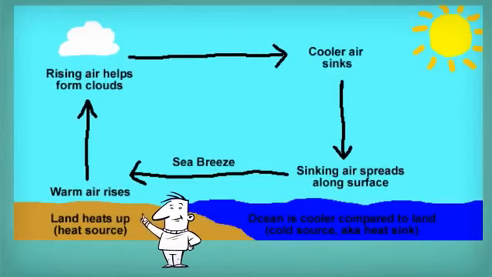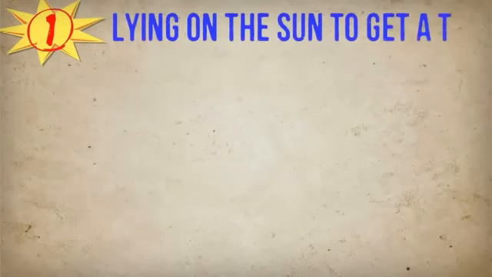At night, on the contrary, the land cools more quickly than the sea. Because of this, the convection current reverses, as warm air rises from the sea and the breezes blow from land to sea. Examples of heat radiation: lying in the sun to get a tan.